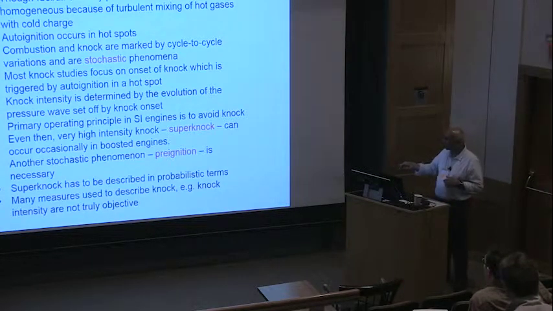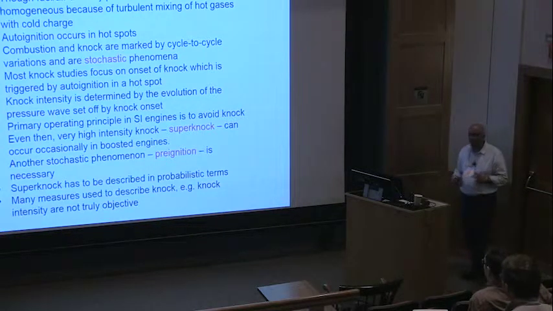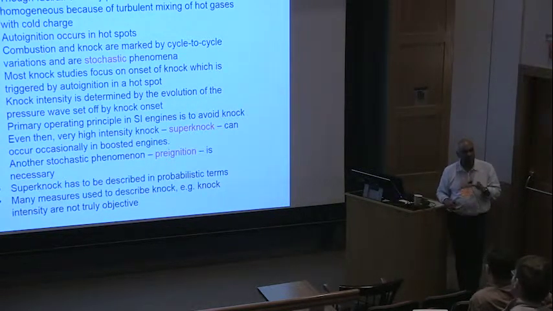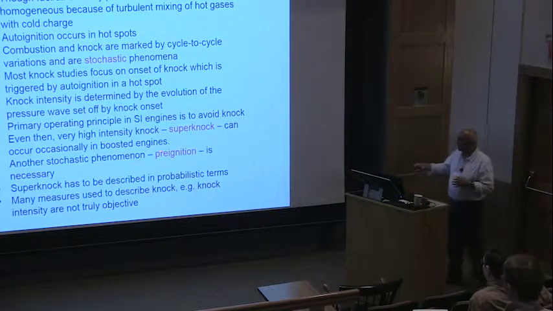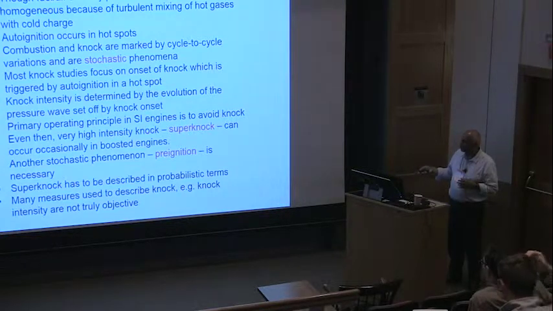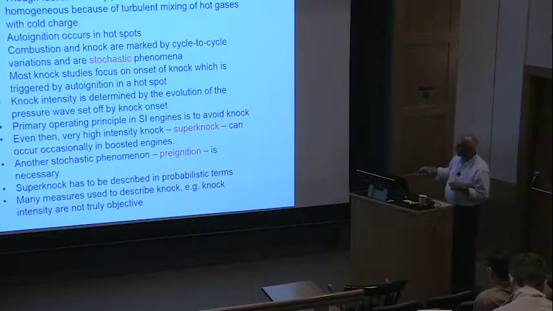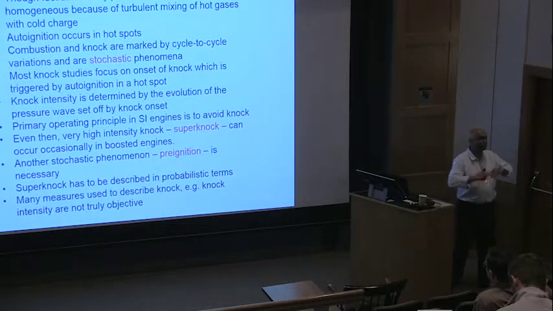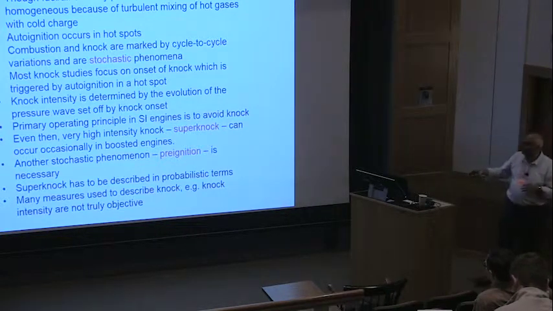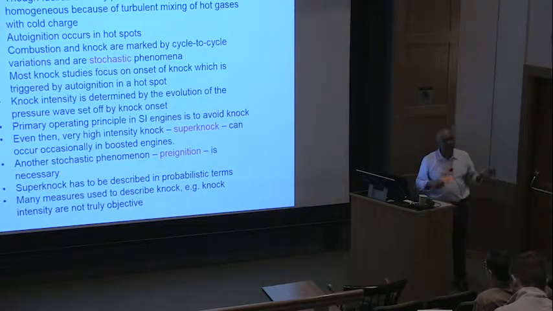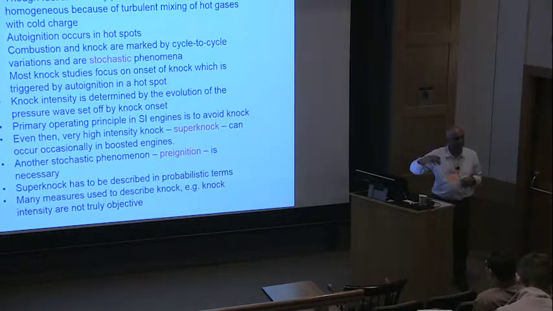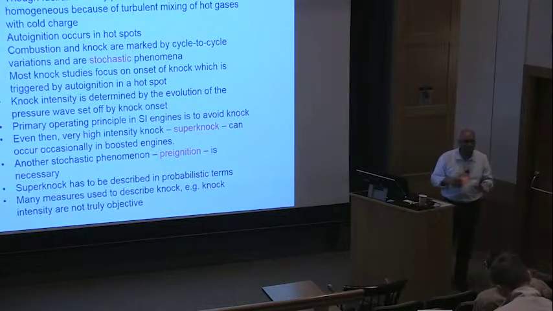And the other thing that you have to remember is the primary operating principle in a spark ignition engine is to avoid knock. You always try to run the engine where knock doesn't occur. However, in modern boosted engines, extremely high intensity knock, which is known as super knock, can suddenly occur sometimes, even though you're taking every care not to run the engine in your knock limits. Okay? And why is this happening? This is happening because another stochastic, very unpredictable phenomenon called pre-ignition occurs. Pre-ignition basically increases the pressure in the end gas compared to the normal operating condition. And if auto ignition occurs at these high pressures and temperatures, you can have extremely intense knock.